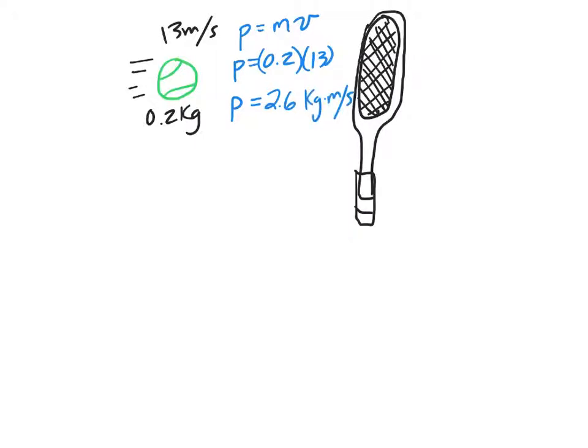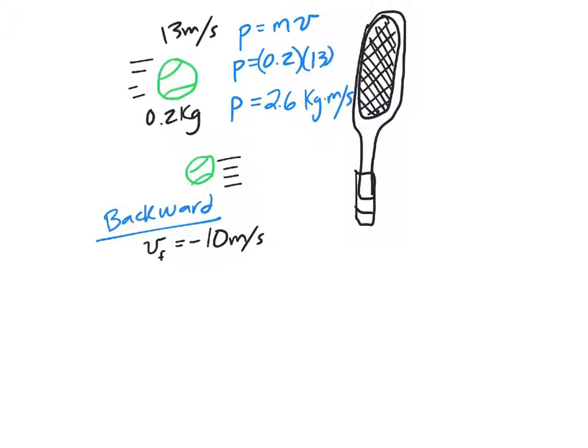All right. And then they say the ball bounces off the racket. So after the ball bounces off, it's going to be going this way, and it's now going 10 meters per second. So it's going backward. The most important thing to keep in mind is the fact that it's going backward, so we have to be careful. That new velocity is going to be a negative 10 meters per second because it's now moving in the negative direction, or the backward direction.